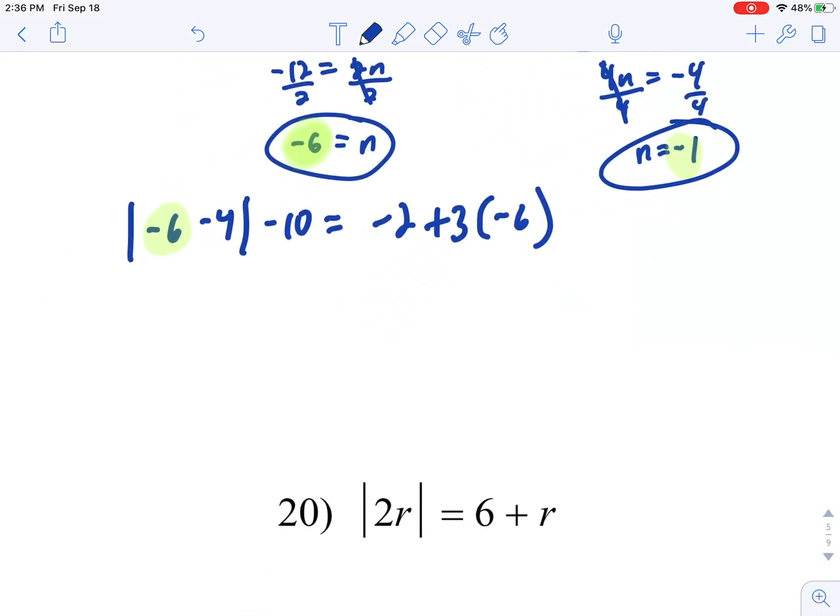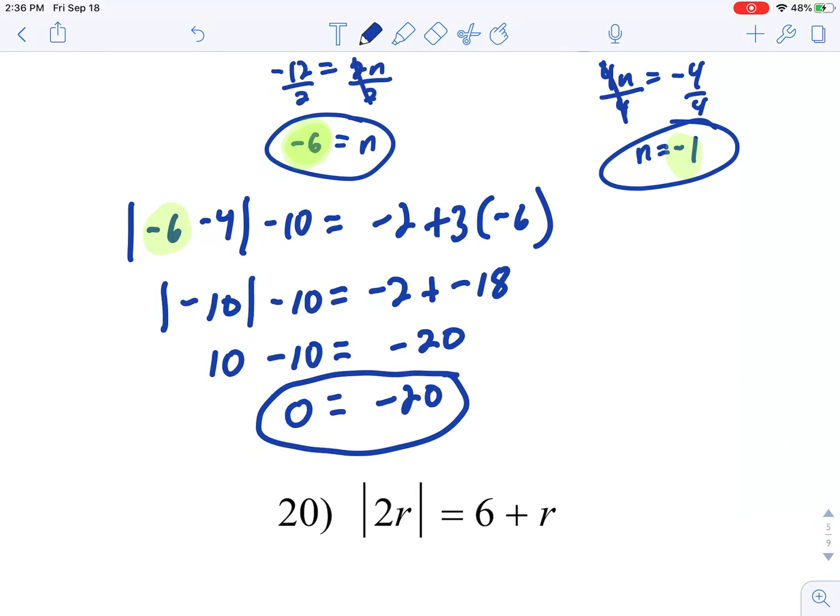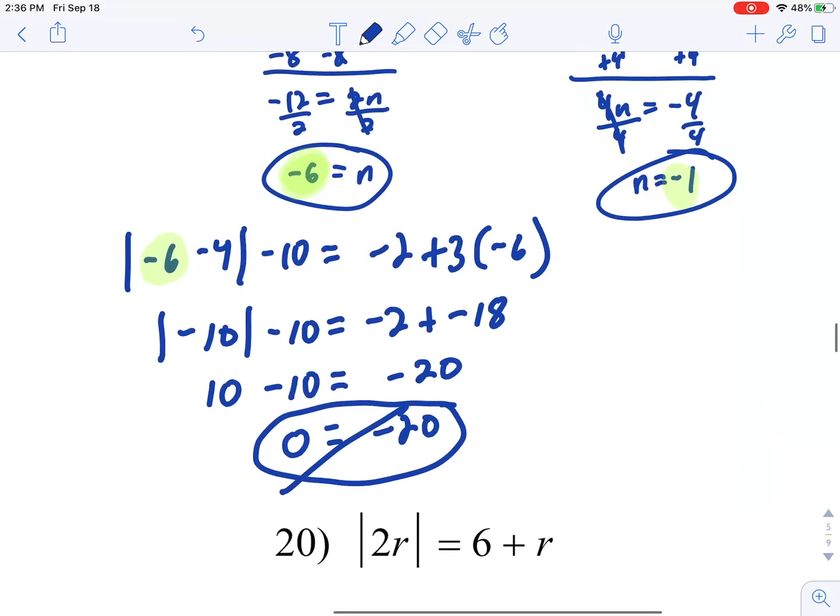Negative 6 minus 4 is absolute value of negative 10, minus 10. Absolute value of negative 10 is positive 10, minus 10. That works out to equal 0. The other side, negative 2 plus 3 times negative 6 is negative 18. Negative 2 plus negative 18 is negative 20. Does 0 equal negative 20? No, they're two different numbers. That means negative 6 is an extraneous solution.